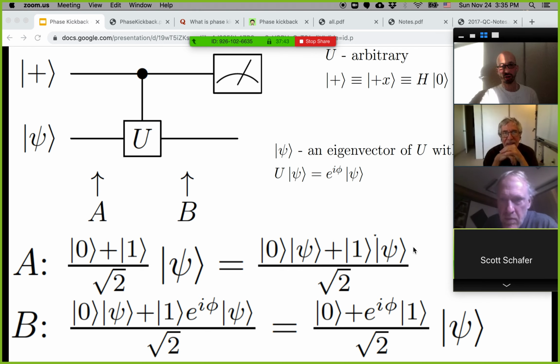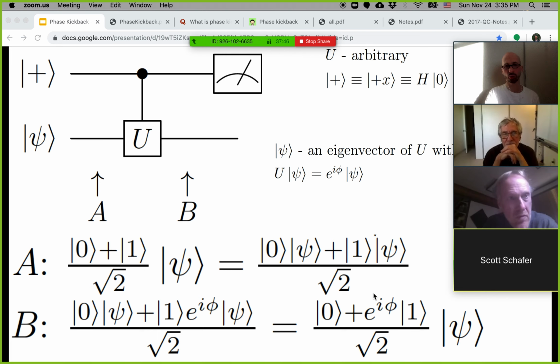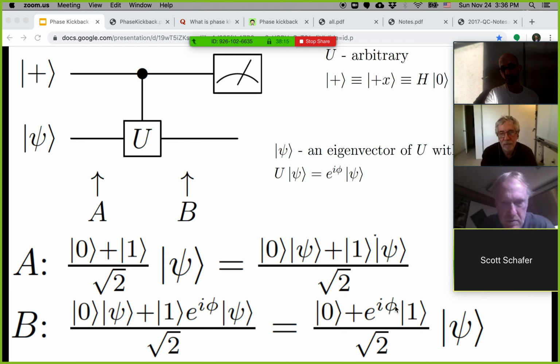Okay. So this phenomenon is called phase kickback. So what's being kicked is actually the eigenvalue e to the i phi. e to the i phi is the eigenvalue of psi, and it's being kicked to the target qubit. So the phase of the target qubit gets changed, modified by this eigenvalue. So that's the phase kickback.